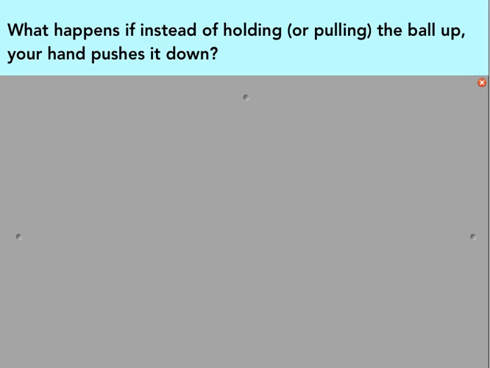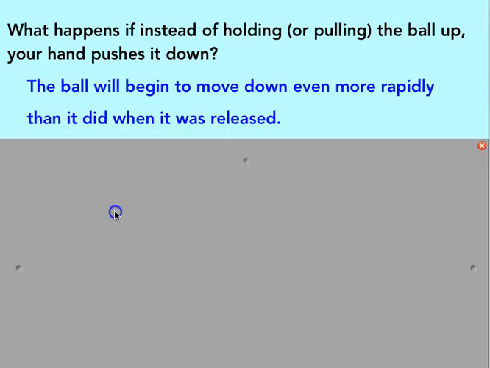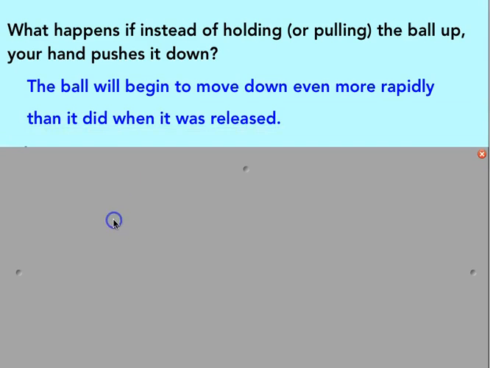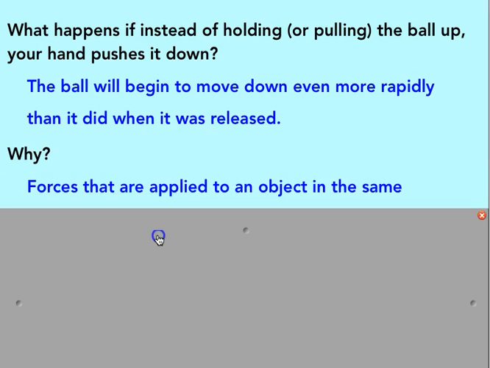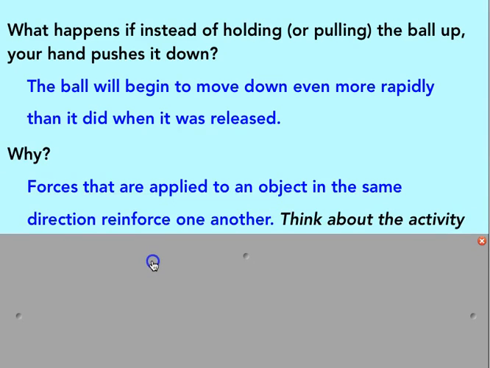So what happens if instead of holding or pulling the ball up, your hand pushes it down? The ball will begin to move down even more rapidly. If you just release the ball from your hand, it's going to drop. But if you release it and then push it down, it's going to go a lot faster. In other words, the force you're applying with your hand is reinforcing the pull of gravity. So forces that are applied to an object in the same direction reinforce one another.